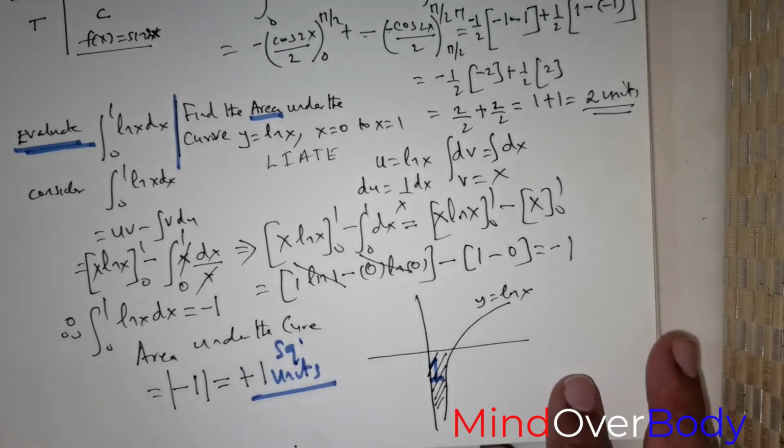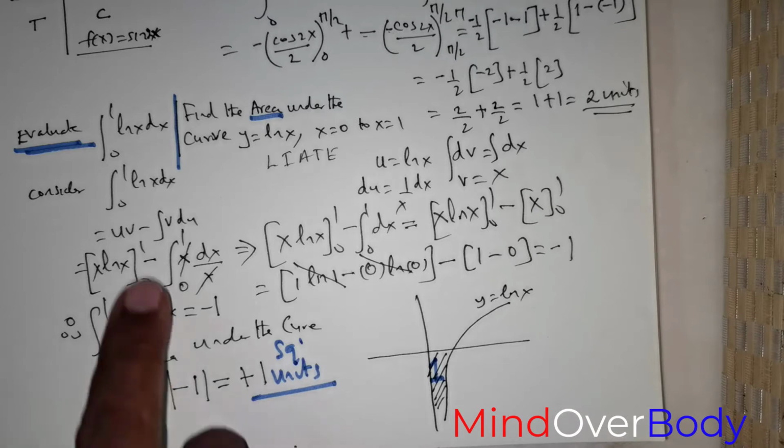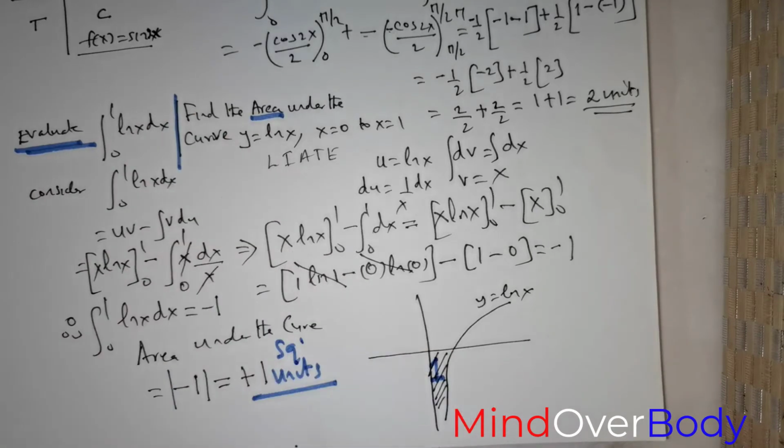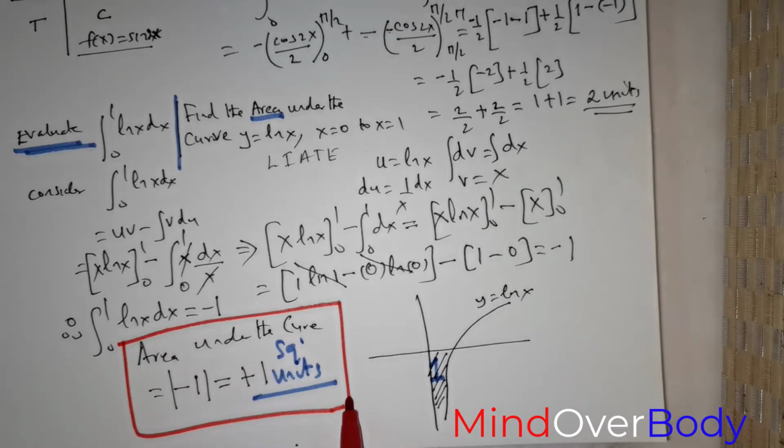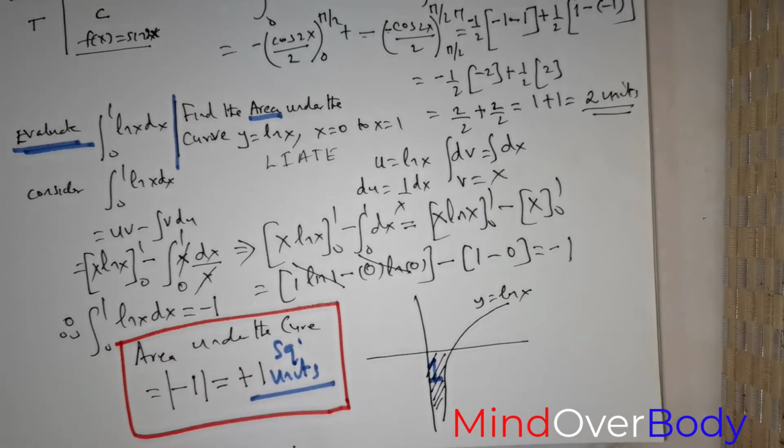So have this in mind. There's a lot of difference between evaluating and obtaining the area enclosed or area under the curve y is equal to ln x. So having mentioned this, I think we need to have a demarcation for this so that you would be in a better position to understand it.